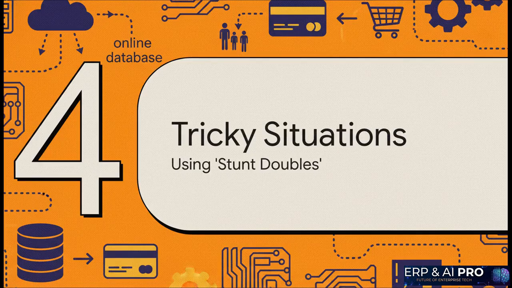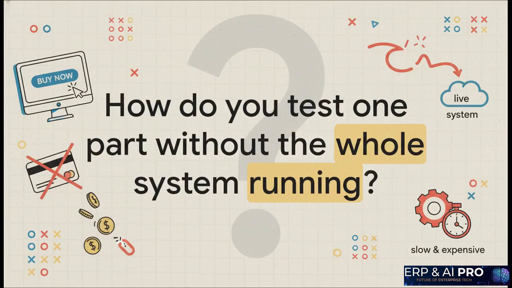All right, but what happens when the code you're trying to test depends on something really complicated? Like, what if it needs to talk to an online database or a credit card payment service? You can't just connect to the real thing every time you run a test. Well, developers have a very, very clever trick for this. This is a huge challenge. I mean, think about it.